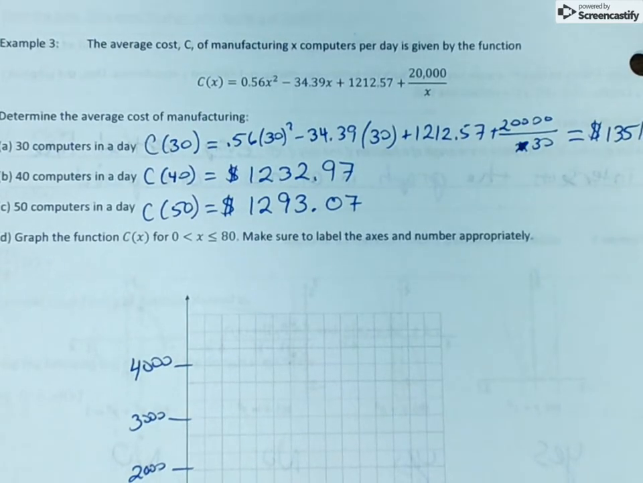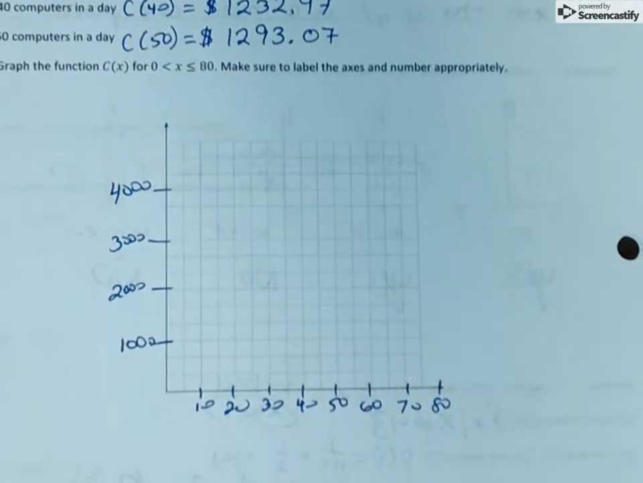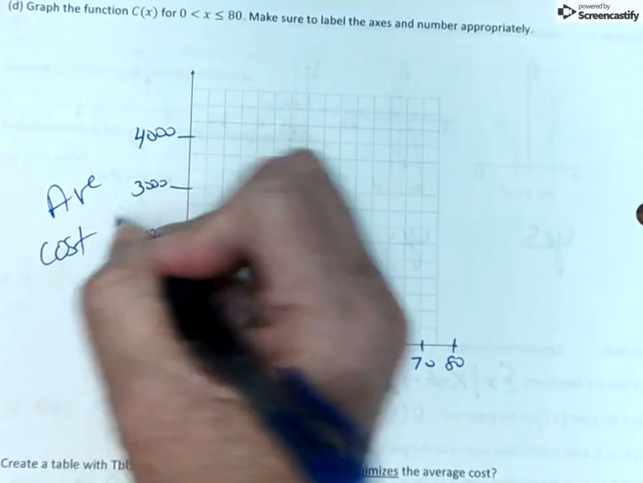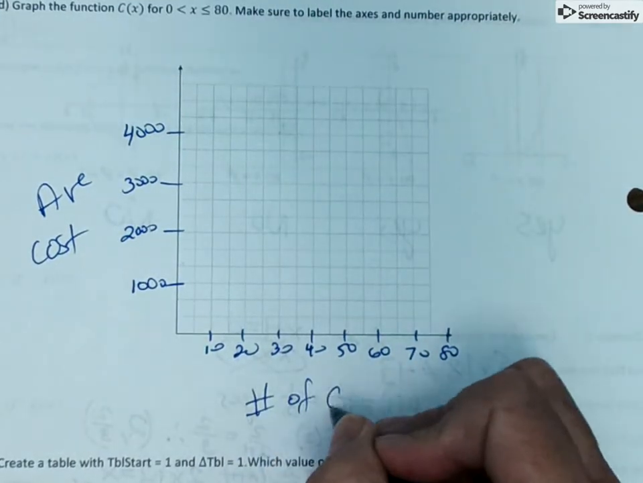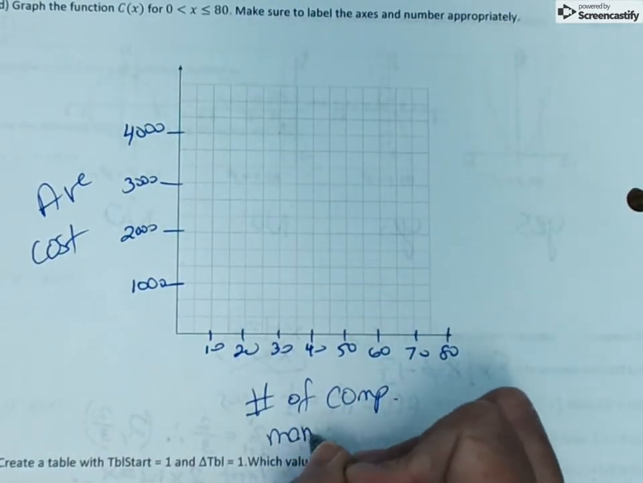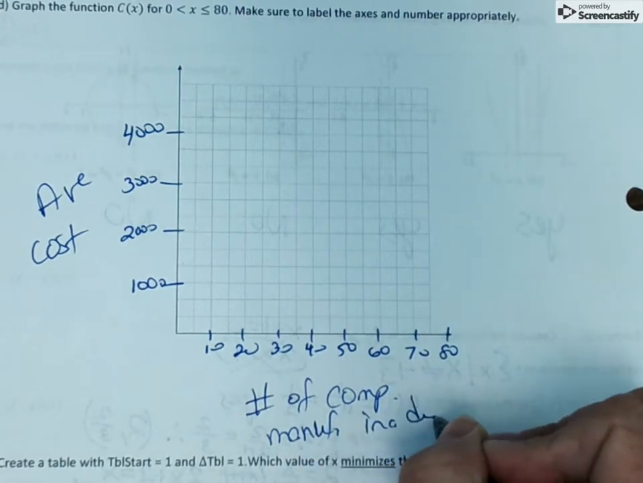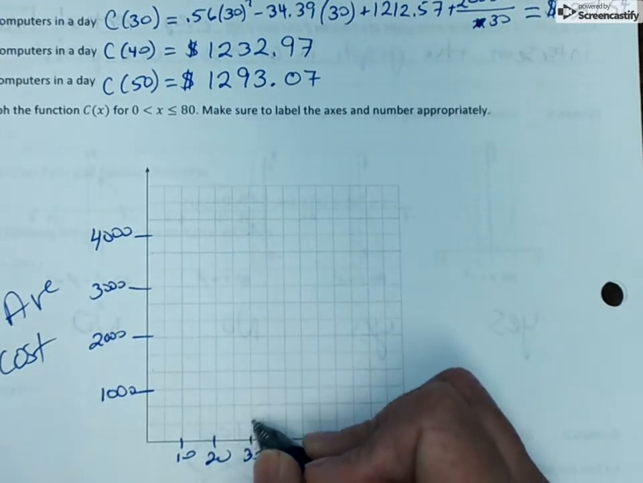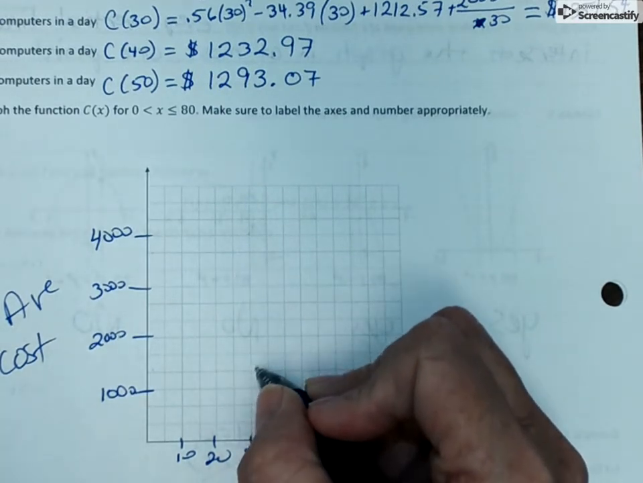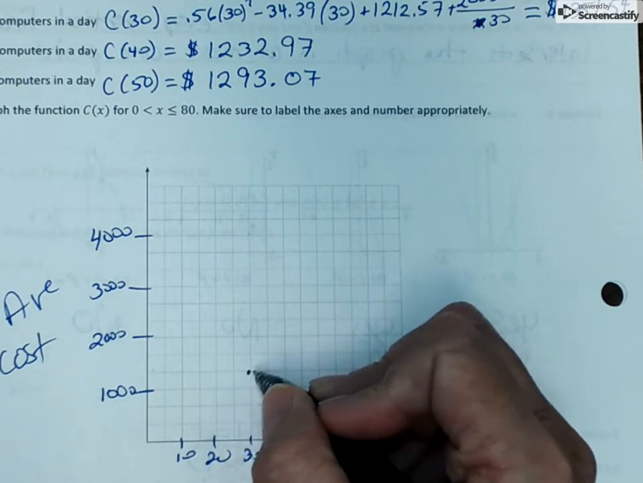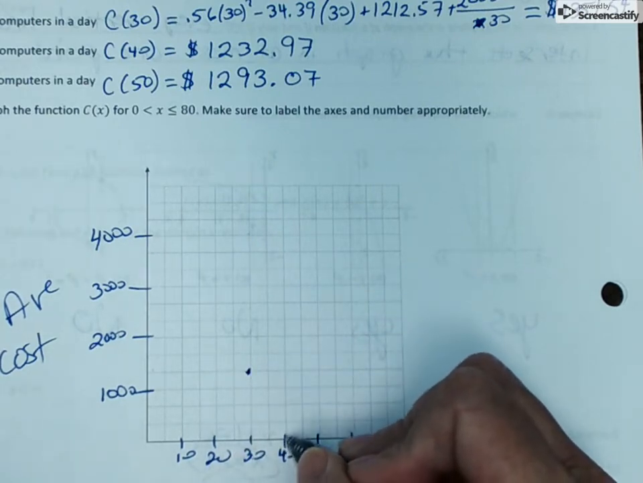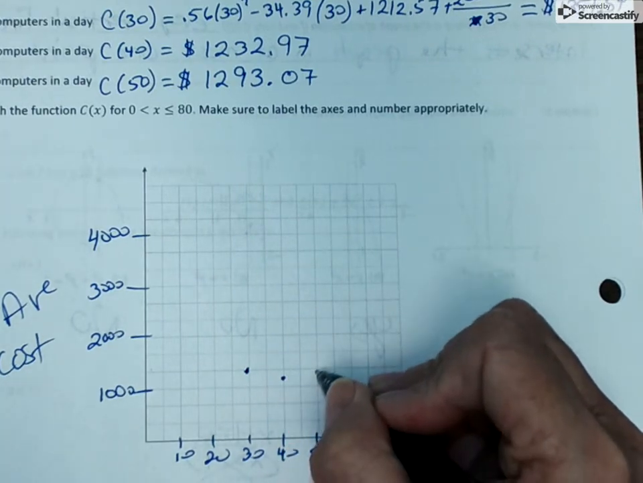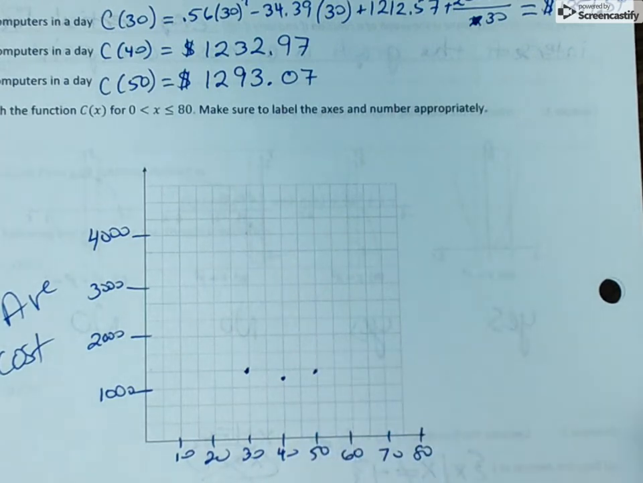Okay. So if I were to graph this and put this in my calculator, over here would be average cost, and over here is the number of computers manufactured in a day. And I'm going to put in the points that we know already. So when x is 30, y was 1350. So let's see, that's about right there. When x is 40, this is 1232. When it's 50, it's 1292, so a little bit higher there.